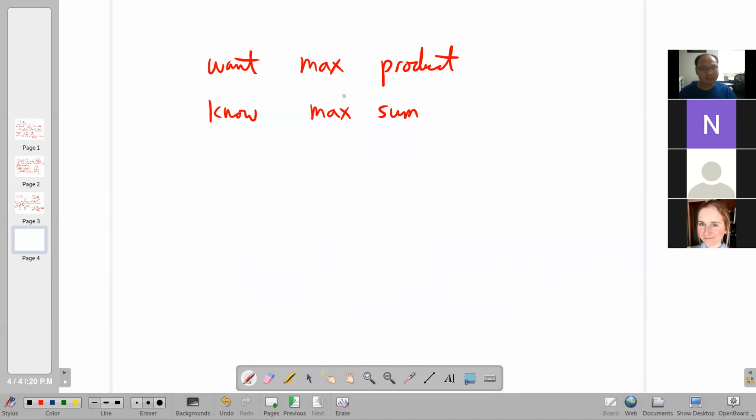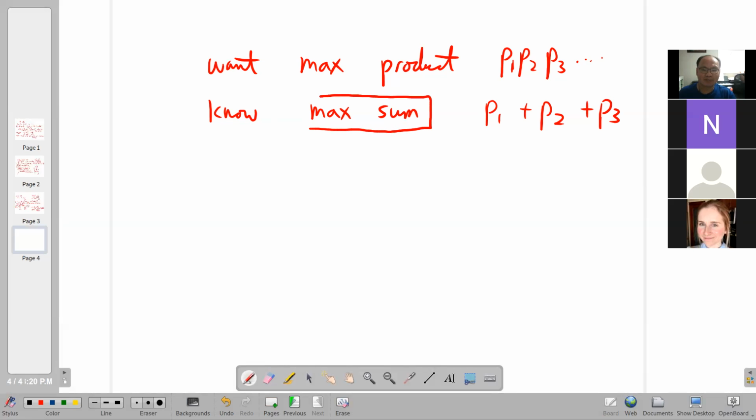This is a sneaky, very sneaky trick. I want to be able to maximize some product. Let's just say P1 times P2 times P3, or whatever. It doesn't really matter. Let's just say I have three things that I'm multiplying. I don't know how to do that. I only know how to maximize sums. So how do I make use of an algorithm that does something with sums to solve a problem that has to do with products?